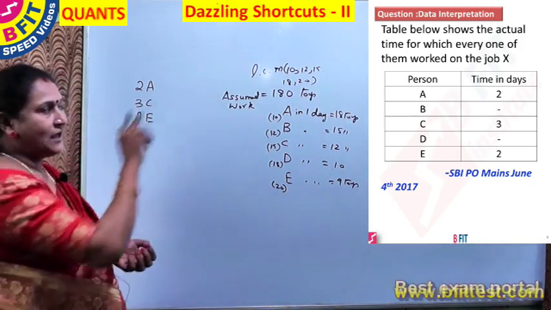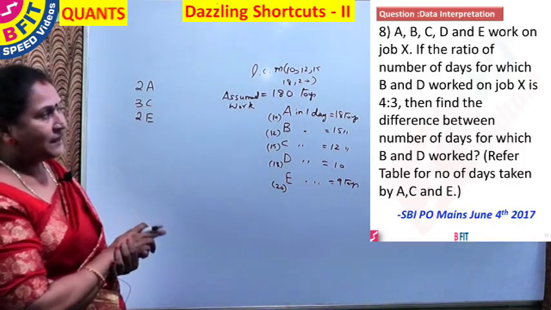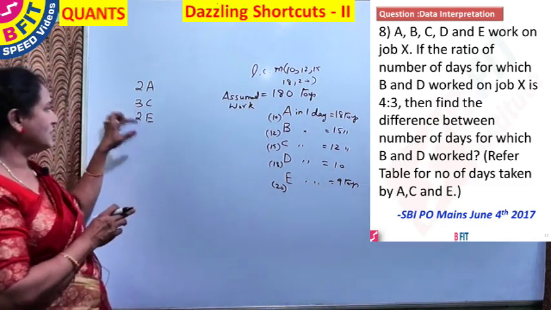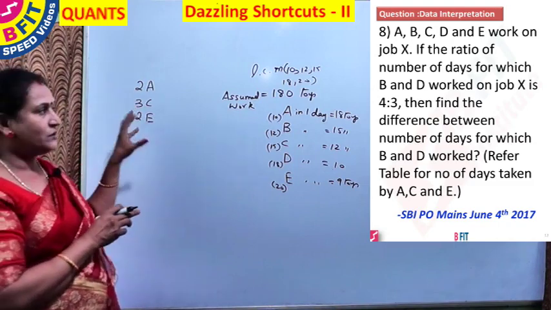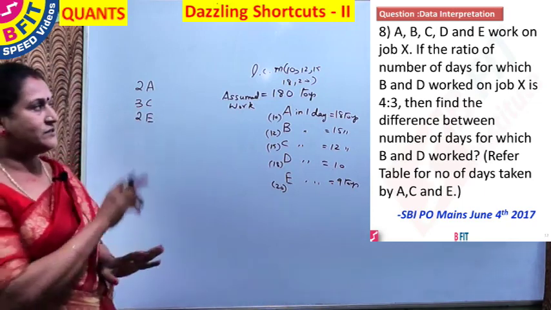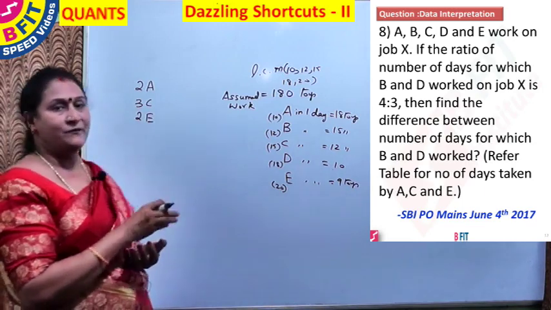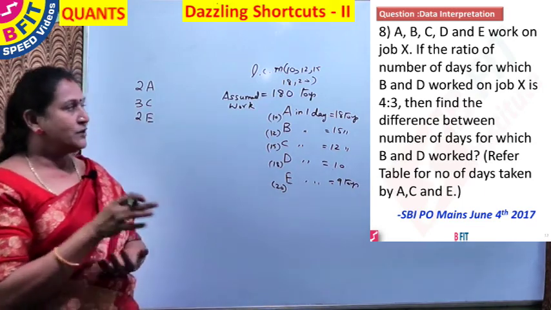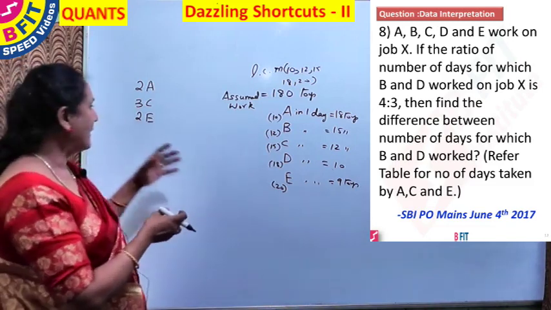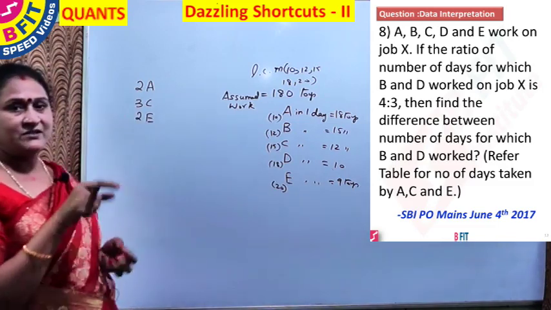So that data they have given here in this question. B and D's time taken ratio is given as 4:3. If A, C, E work for 2, 3 and 2 days, they have done some amount of toys, and the remaining toys are done by B and D in this ratio 4:3. So we have to find the actual time B and D worked to do the remaining work, and then the difference in time taken. With this data, directly you can see how much work these persons have done in these days, which is given in the table.